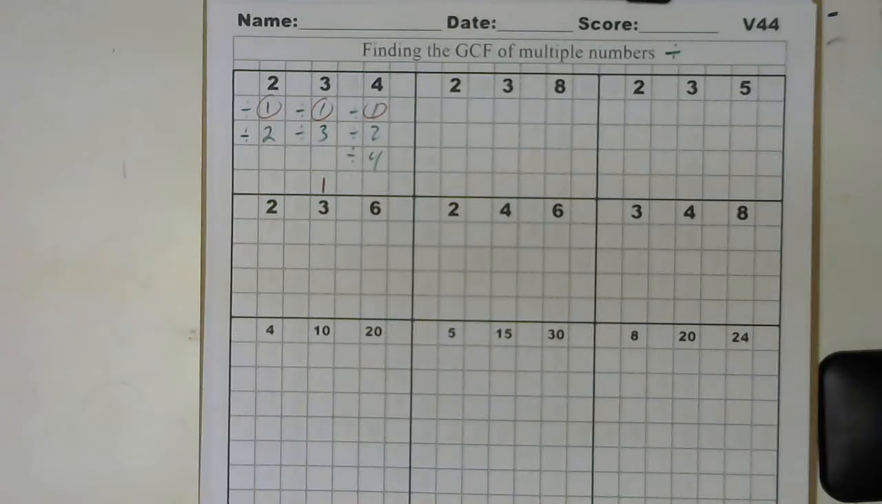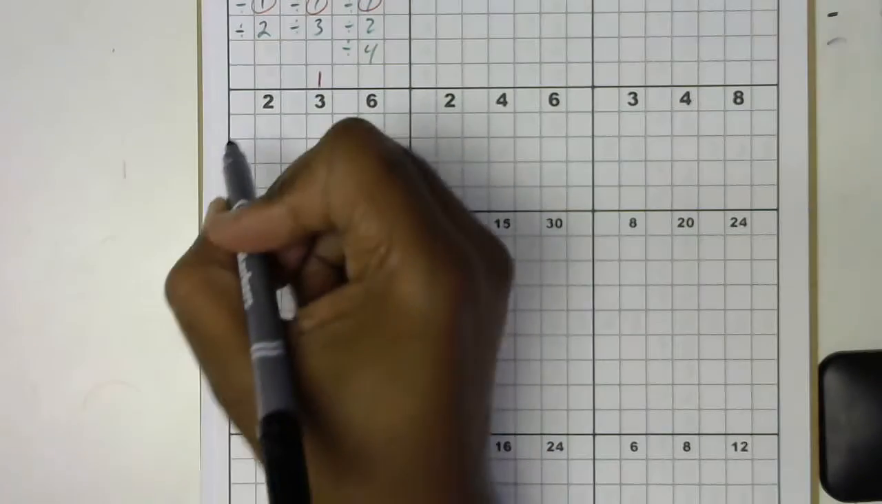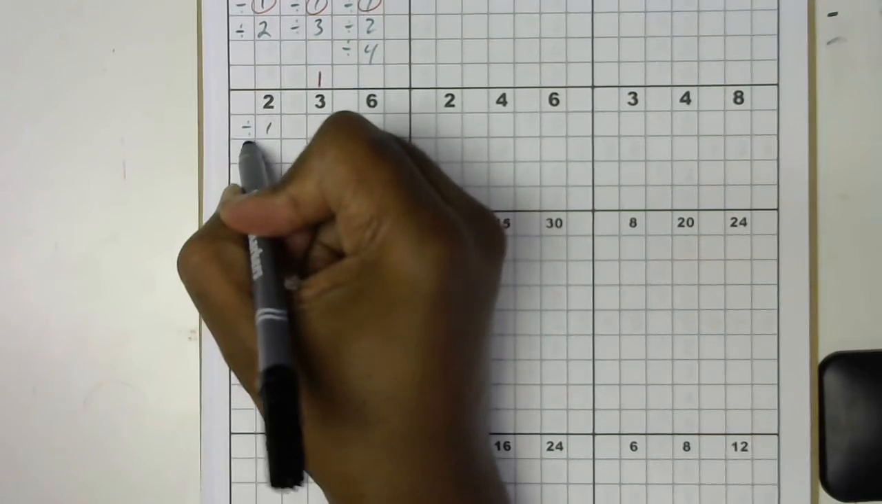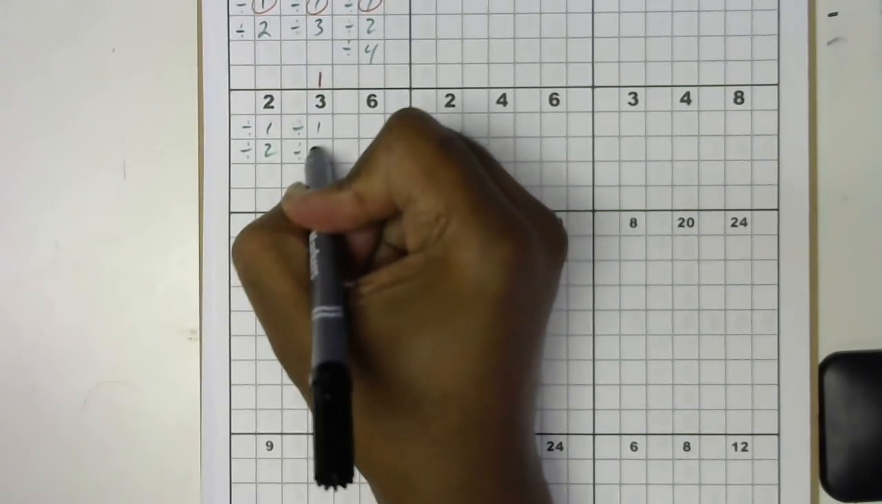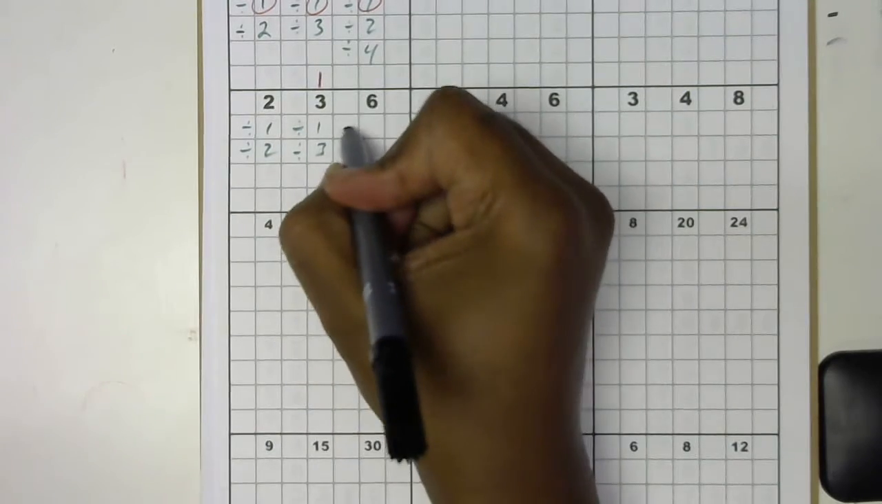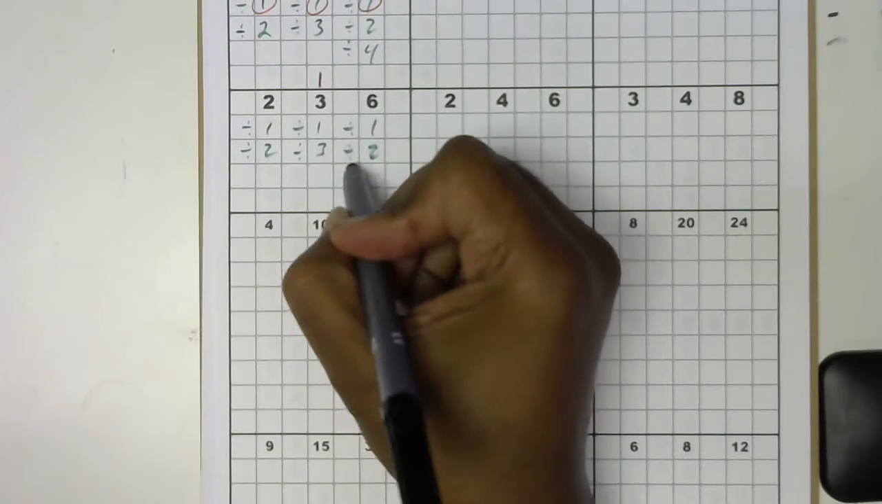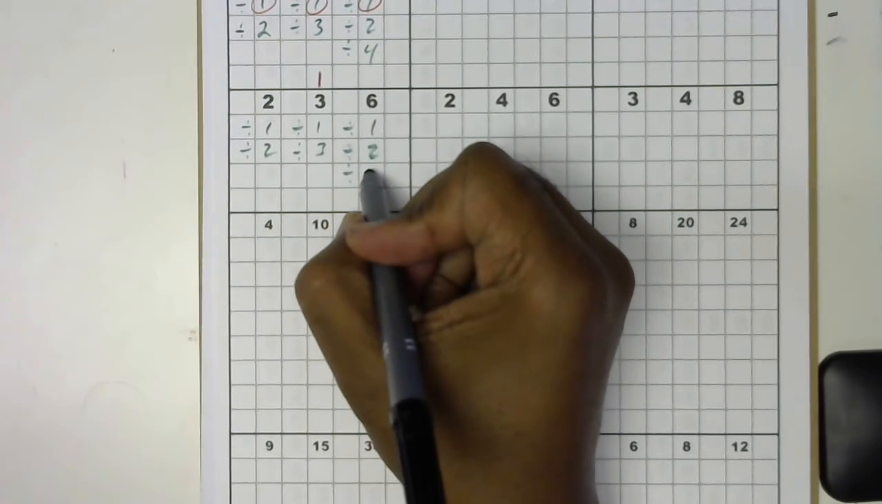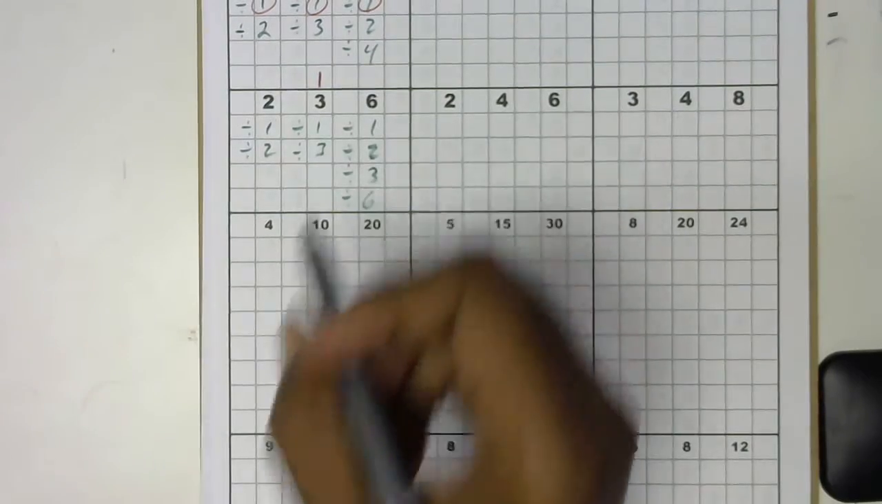Okay, next we have 2, 3, and 6. Well, 2 can be divided by 1, and it can be divided by 2. 3 can be divided by 1, and can be divided by 3. 6 can be divided by 1, 6 can be divided by 2, and 6 can be divided by 3, and then 6 can be divided by 6.